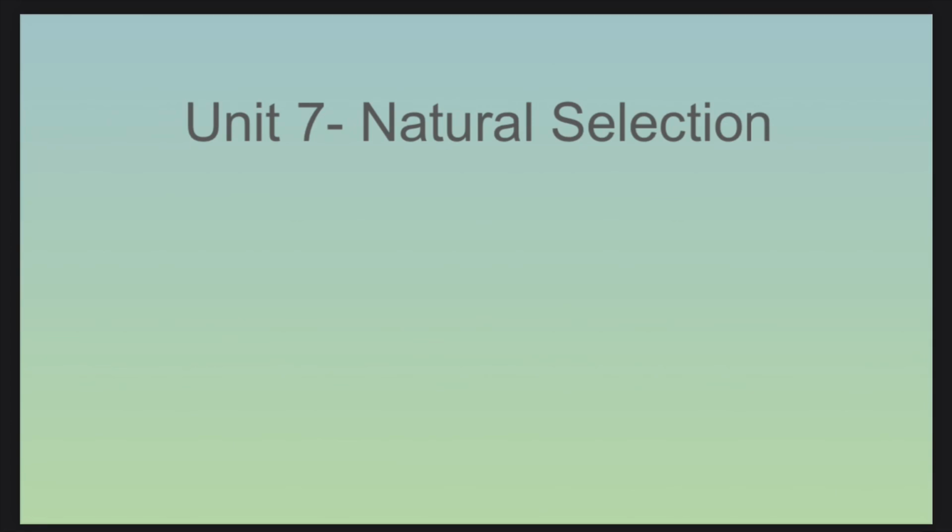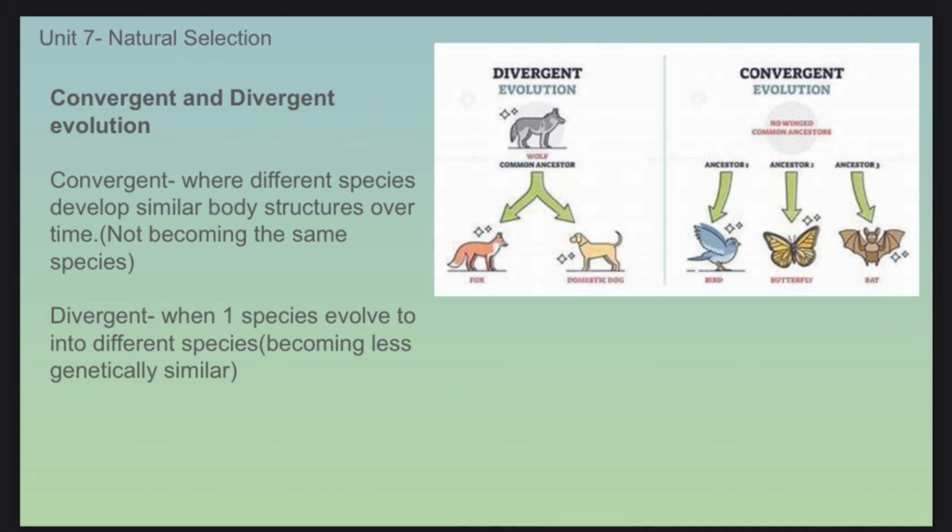Okay, now let's move on to Unit 7, Natural Selection. Okay, so convergent and divergent evolutions. Convergent is where a different species develops similar body structures over time to another animal. They're not becoming the same species. Now, divergent is when one species evolves into two different species, so they're becoming less genetically similar.